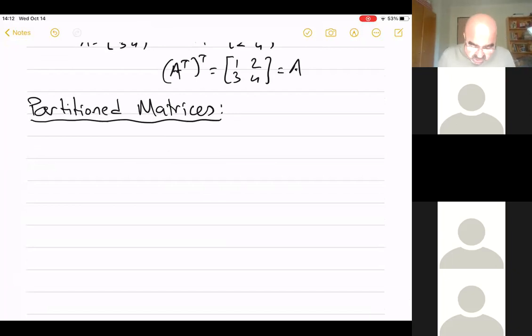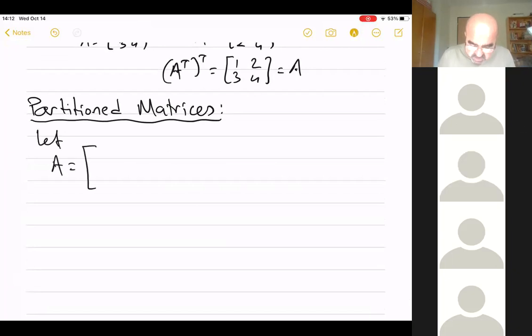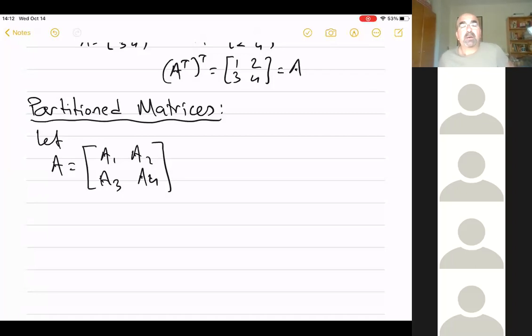So suppose A is a matrix with blocks A1, A2, A3, A4, where A1, A2, A3, A4 are matrices.